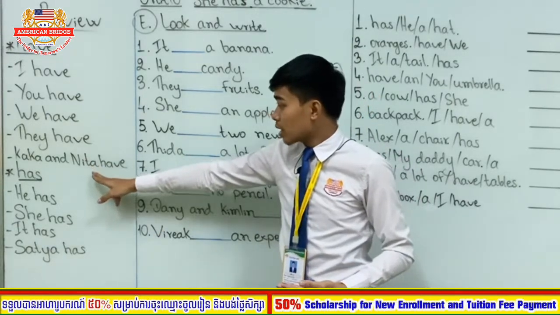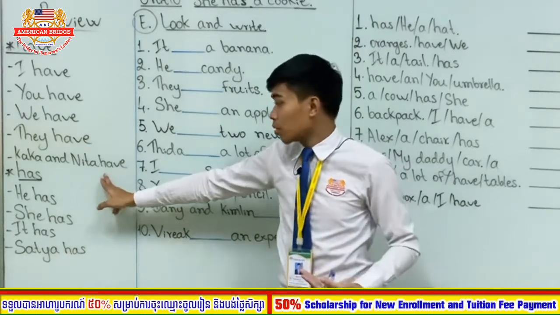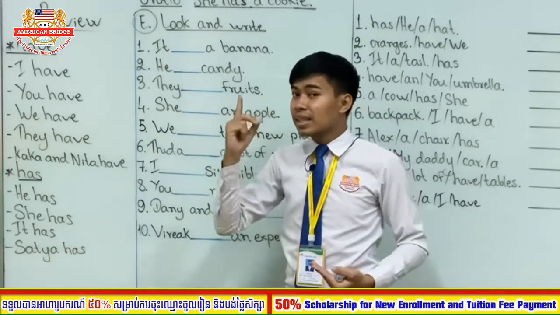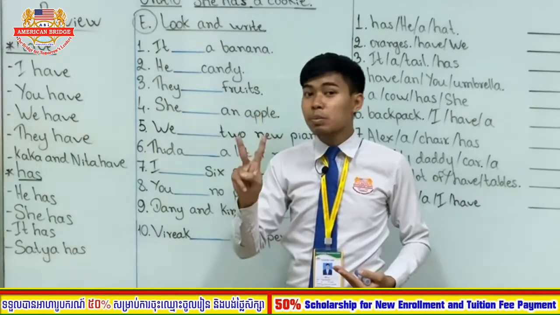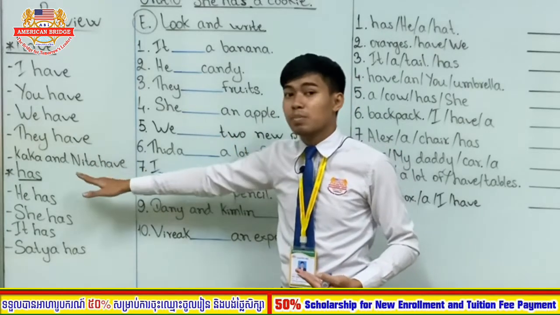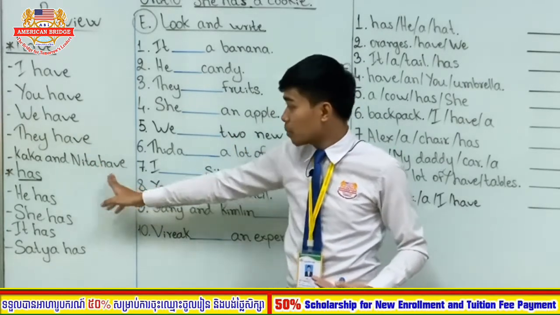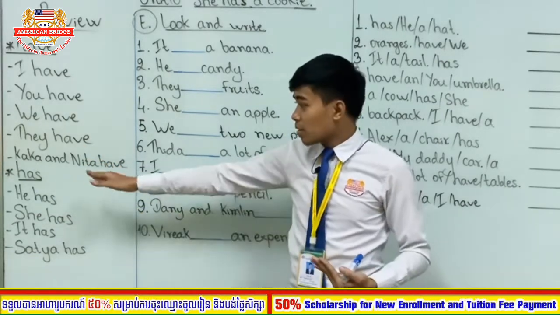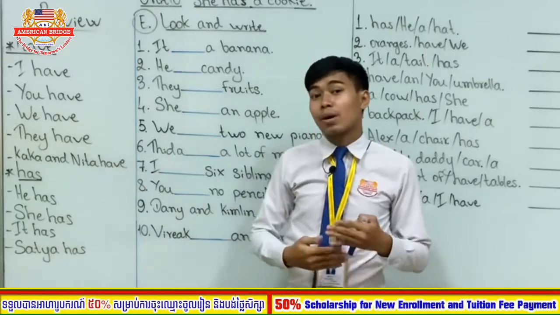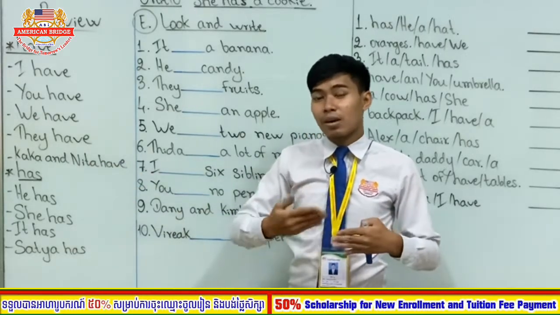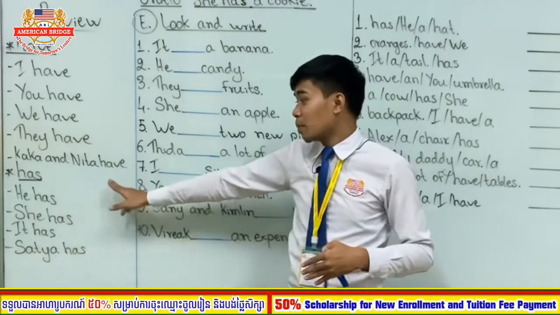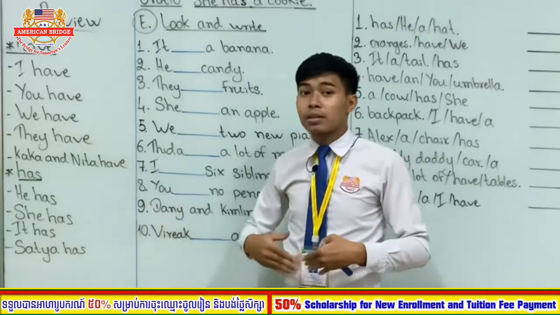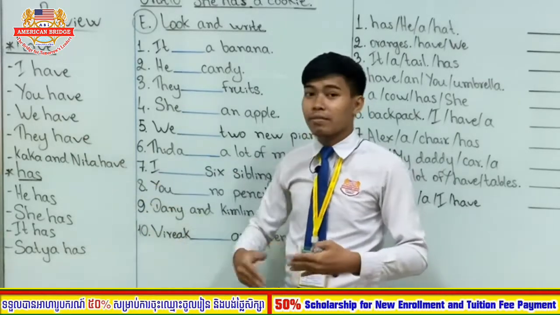And then we use have with a subject that is plural. So here you see Kaka and Nita. Kaka is one person and Nita is one more person. So there are two people, right? So when the subject is plural, more than one, we have to use have. Example, Kaka and Nita have a big garden. So probably Kaka and Nita live in the same house, and inside their compound they have a big garden. So you can say Kaka and Nita have a big garden. Kaka and Nita have an expensive phone. Kaka and Nita have a cute dog.